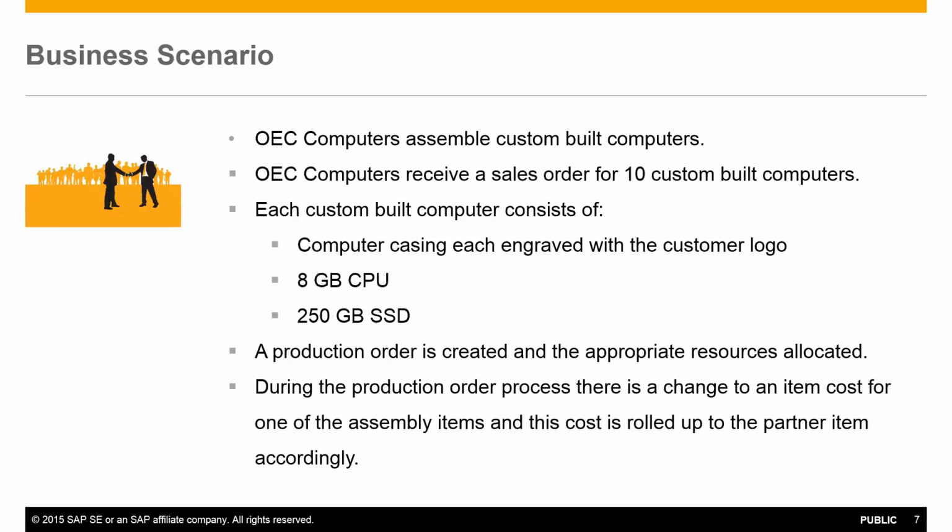OEC Computers assemble and sell custom-built computers. In our business scenario, OEC Computers receives a sales order for 10 custom-built computers. Each custom-built computer consists of a computer casing, each engraved with the customer logo, an 8 GB CPU, and a 250 GB solid-state drive. A production order is created and the appropriate resources allocated. During the production order process, there is a change to an item cost for one of the assembly items, and this cost is rolled up to the parent item accordingly.